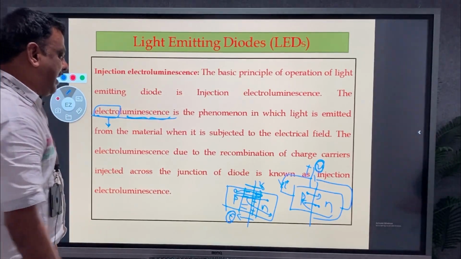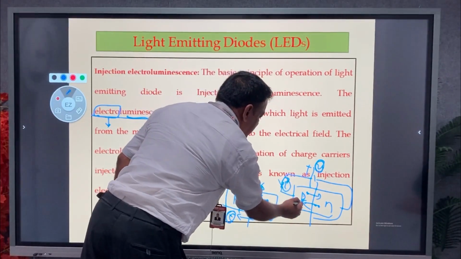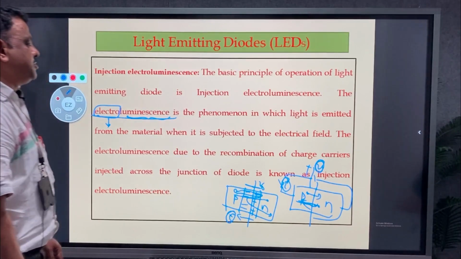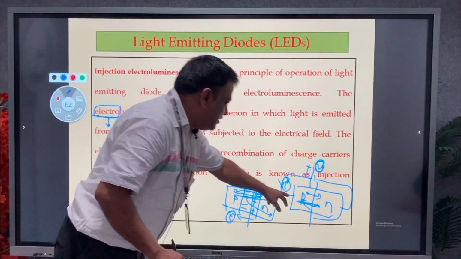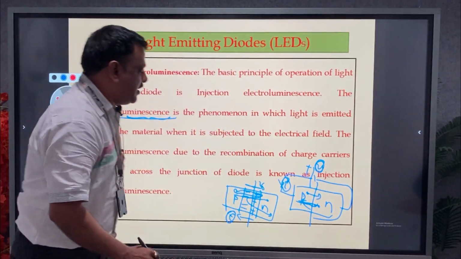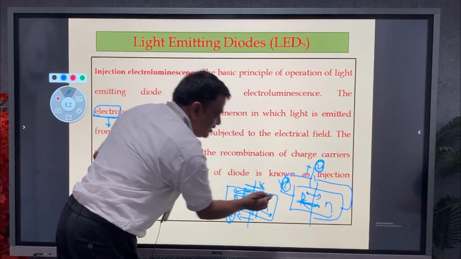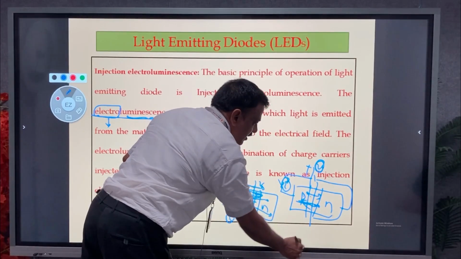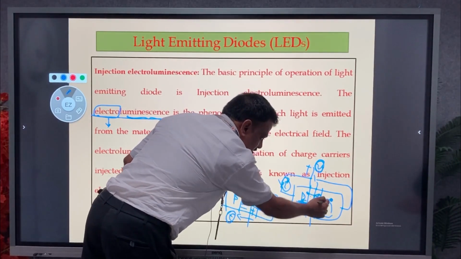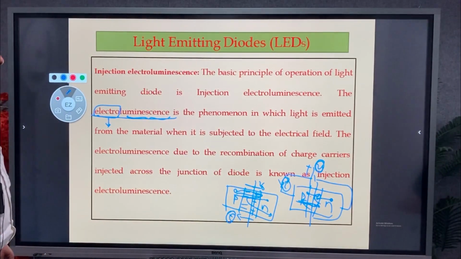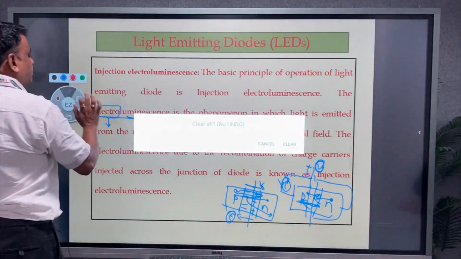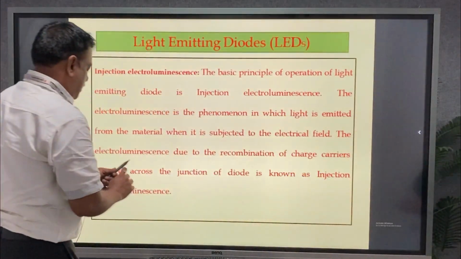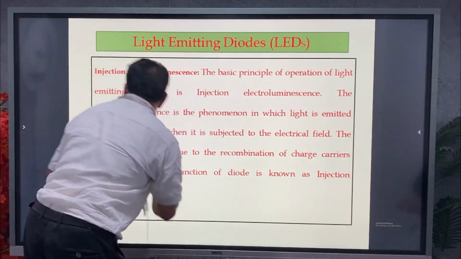That means the current is used to inject carriers into the junction. So this current is useful to inject the carriers into the junction. The current injects holes into the junction, and electrons are injected into the junction as well. So the electrons and holes are injected at the junction. Let us consider a simple energy level diagram.